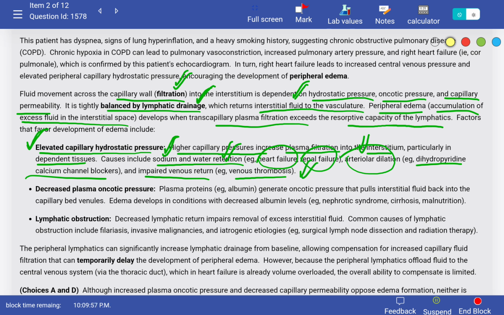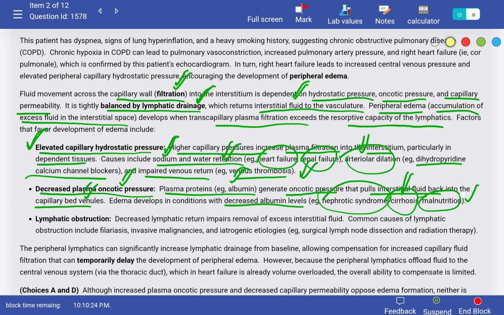The other cause could be decreased plasma oncotic pressure. Plasma proteins like albumin generate oncotic pressure that pulls interstitial fluid back into the capillary bed venules. Edema develops in conditions with decreased albumin levels, for example, nephrotic syndrome, liver cirrhosis, if there is damage to the liver, or if there is malnutrition.